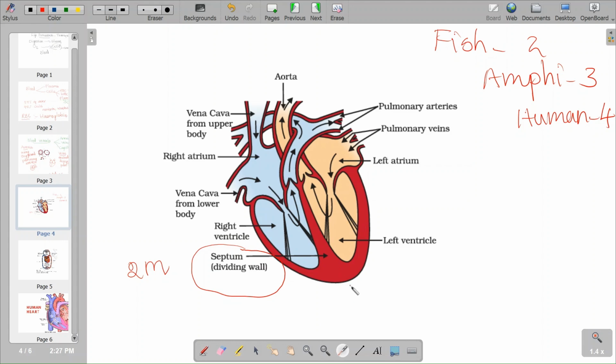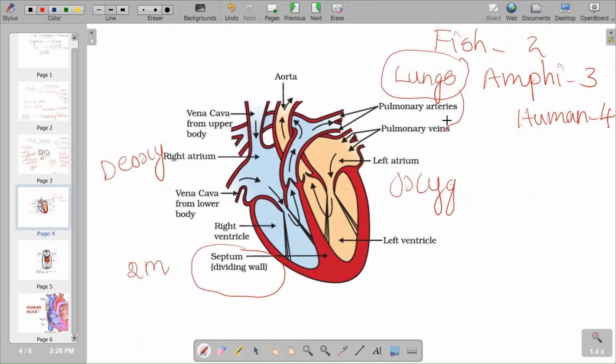Okay, so now we will discuss how the blood is coming to the heart and how it is going outside. In the right chambers, the right atrium and right ventricle, we have deoxygenated blood. In the left atrium and left ventricle, we have oxygenated blood. The right atrium receives deoxygenated blood from the upper part of the body and the lower part of the body. The left atrium receives oxygenated blood from the lungs. After exchange of gases in our lungs, blood is coming to the left atrium.